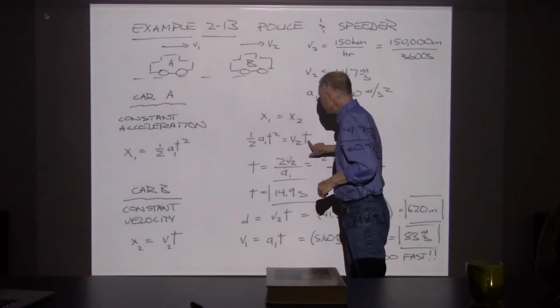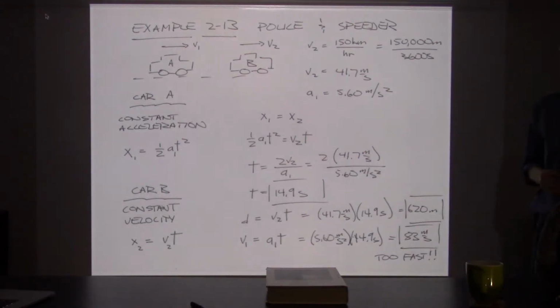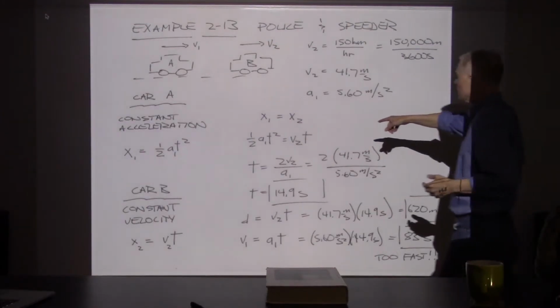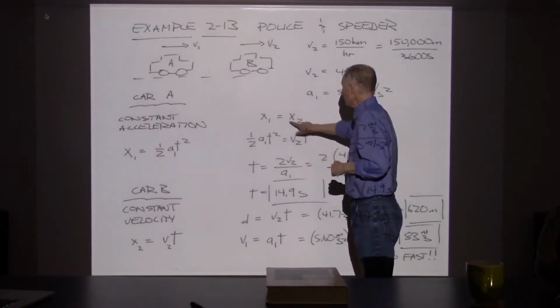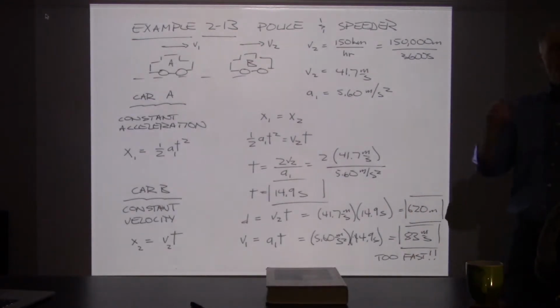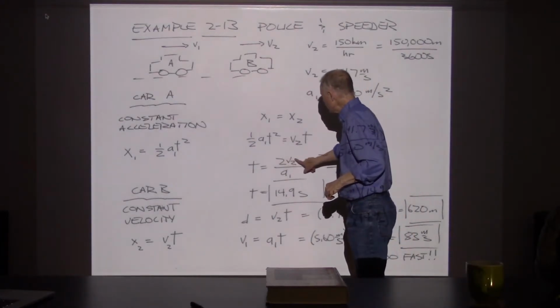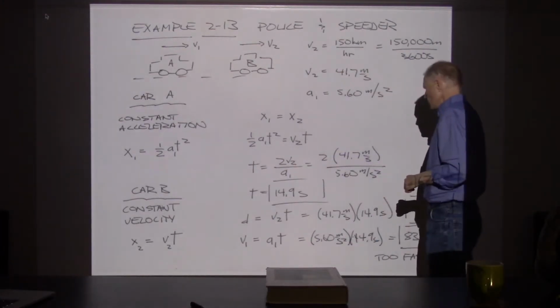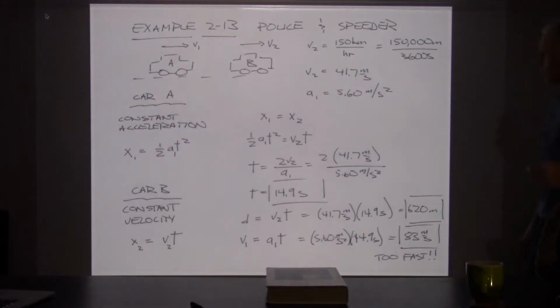I solved for t. I factored out 1t. There's kind of a trivial solution here. That solution would be that t is equal to 0. So at t equals 0, that's also a time when these two values match, but that's not the solution I want. So I want to look for the other solution, so I factored out the t's. And what was left gave me 2v2 over a1. That gave me a time of 14.9 seconds. Okay, so that's the time that it would take for them to catch up.